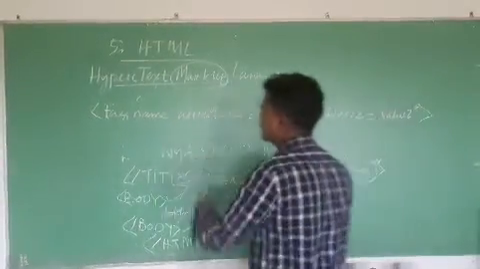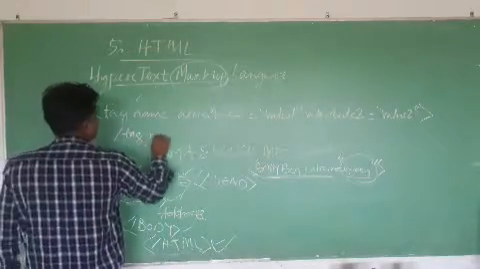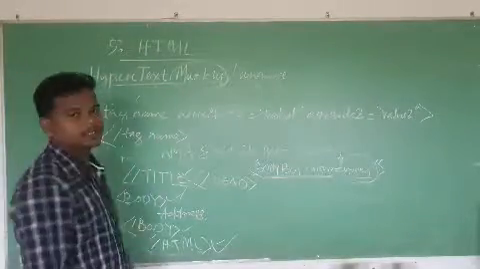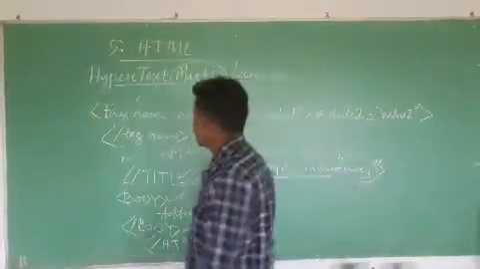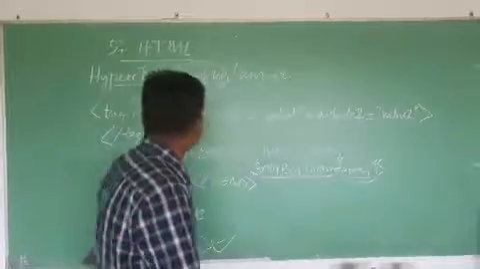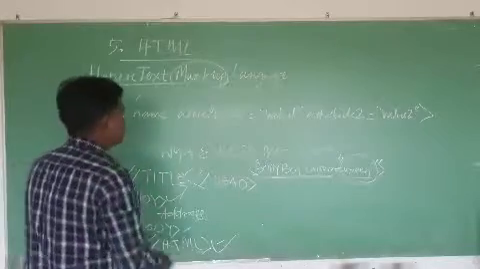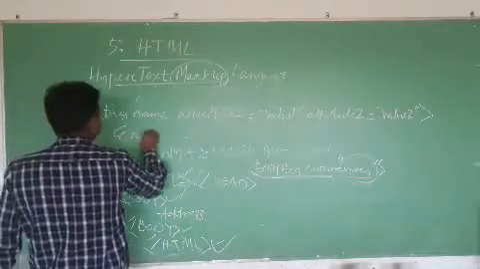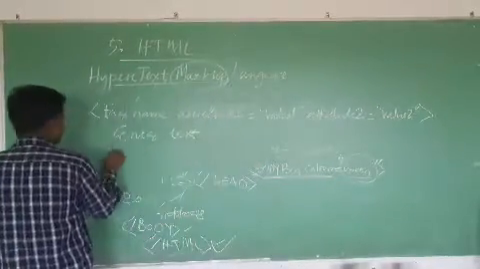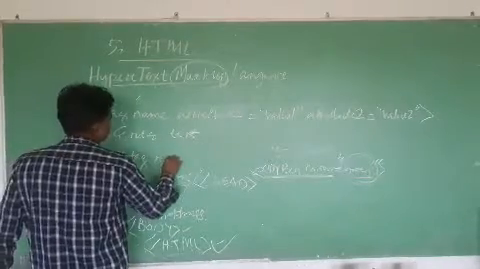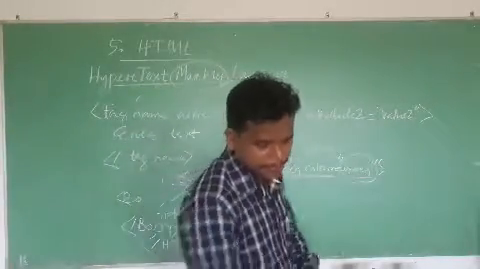This is the starting tag and it will be ended by the end tag: backslash and then the tag name. So this is the syntax. Then you can enter the text here, whatever text you want to enter, and then the tag will be ended by the end tag. This is how the syntax gives the attributes.